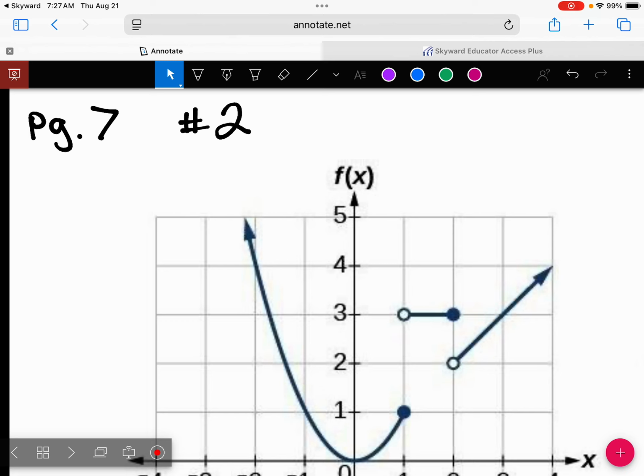It has different pieces. So we know it's going to be a piecewise function because I have a separate chunk here, a separate chunk here, and a separate chunk here. So we have 3 pieces. They are not just horizontal lines, so we are not stepwise. So it's got to be piecewise.